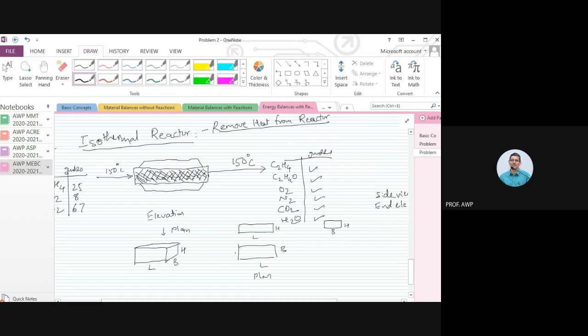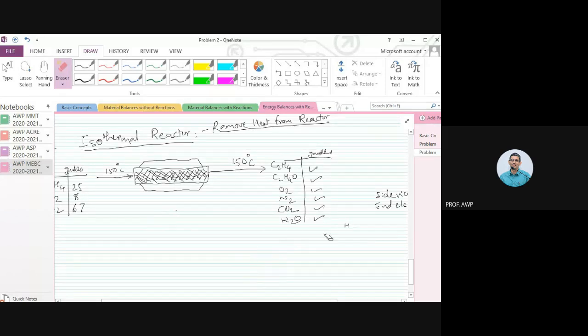You haven't done all this? Engineering graphics, huh? Yes, sir. We have done. Yes. So that's what I'm asking. Elevation, plan, you have done all this, right? Why do we do all this? So that we can visualize.